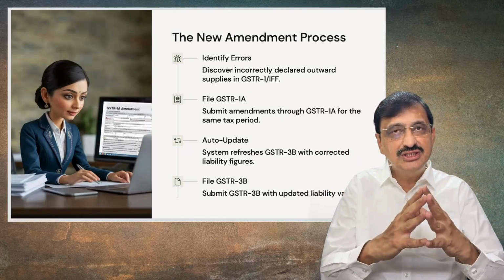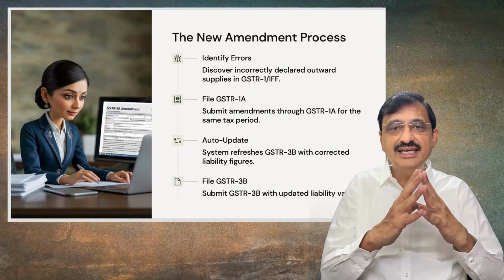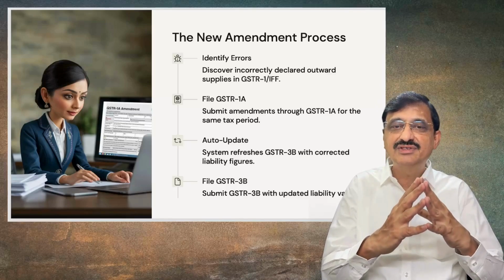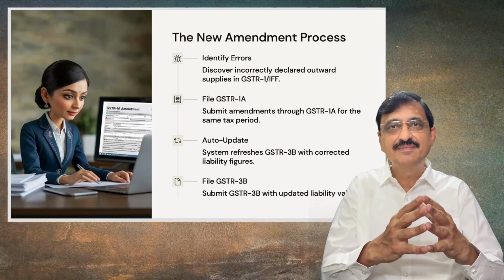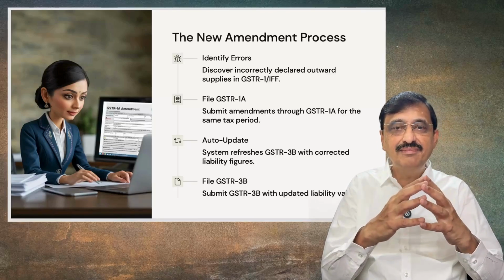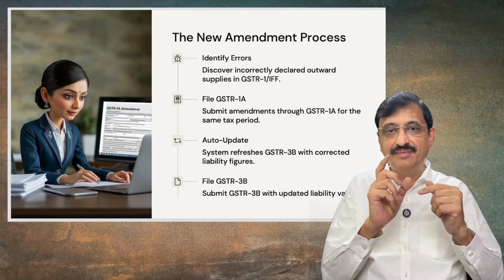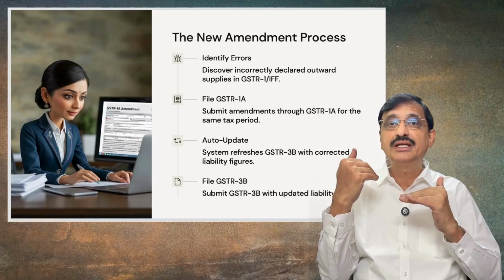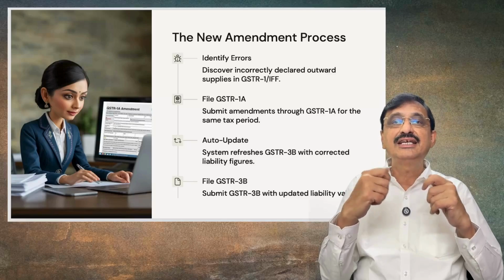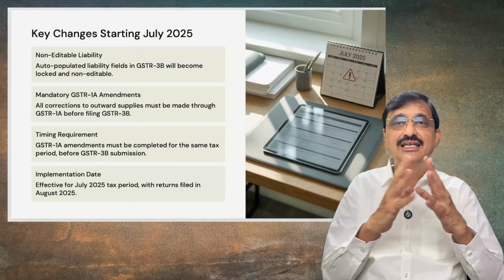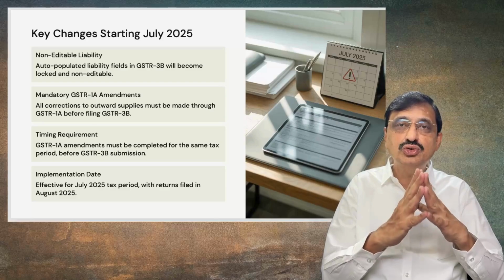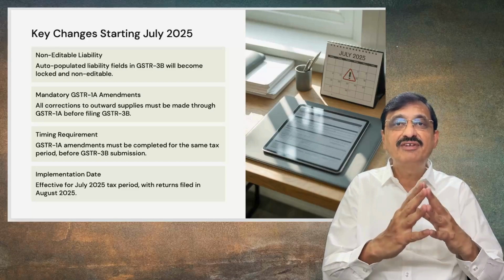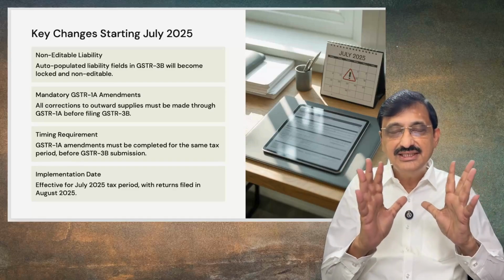But under the new system, effective from July 2025 tax period onwards, if there are any errors in GSTR-1 or IFF statement which have been furnished by the SSC, the amendments have to be made by him by filing GSTR-1A. Now, these amended fields get auto-populated in GSTR-3B, then the SSC has to furnish his GSTR-3B. From July 2025 onwards, what will happen is these auto-populated liability fields become non-editable, means they can't be edited.